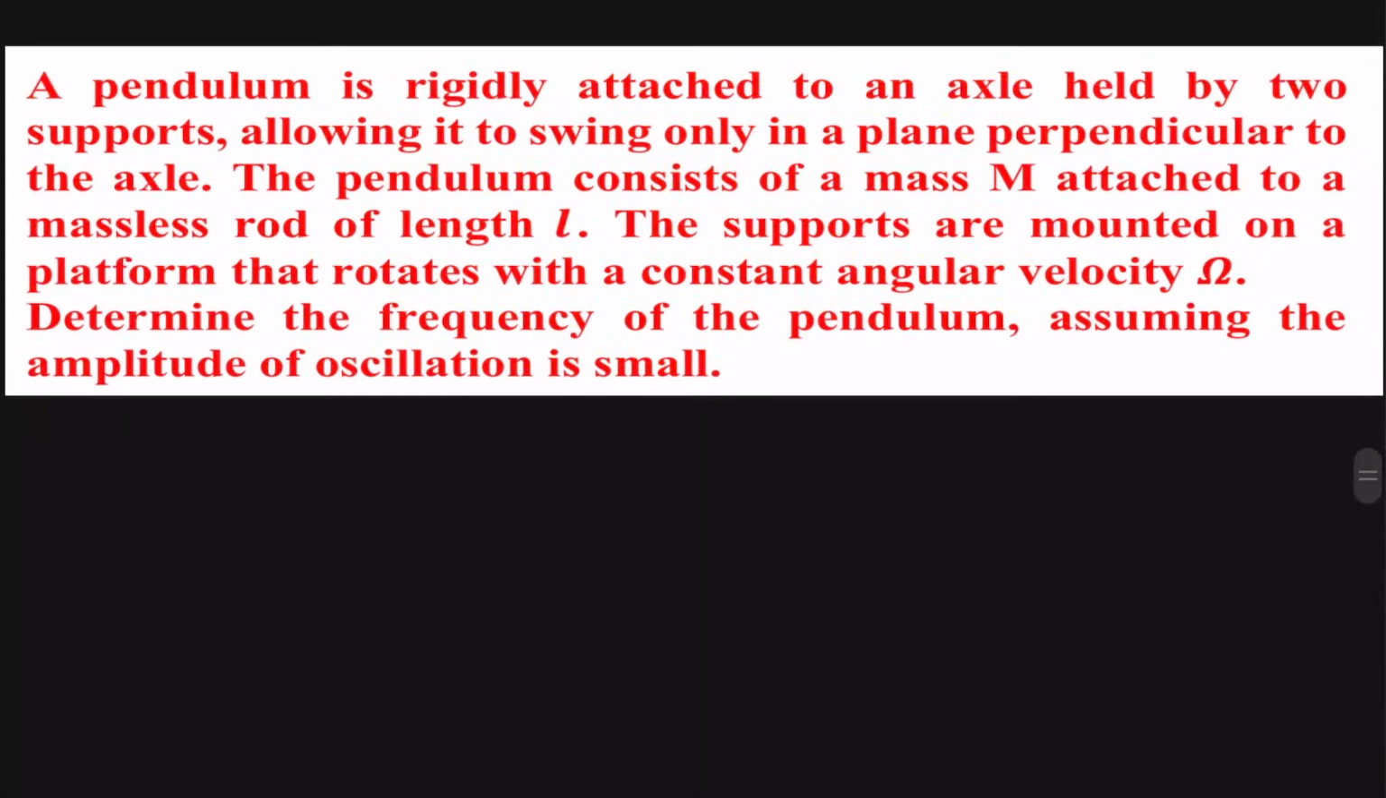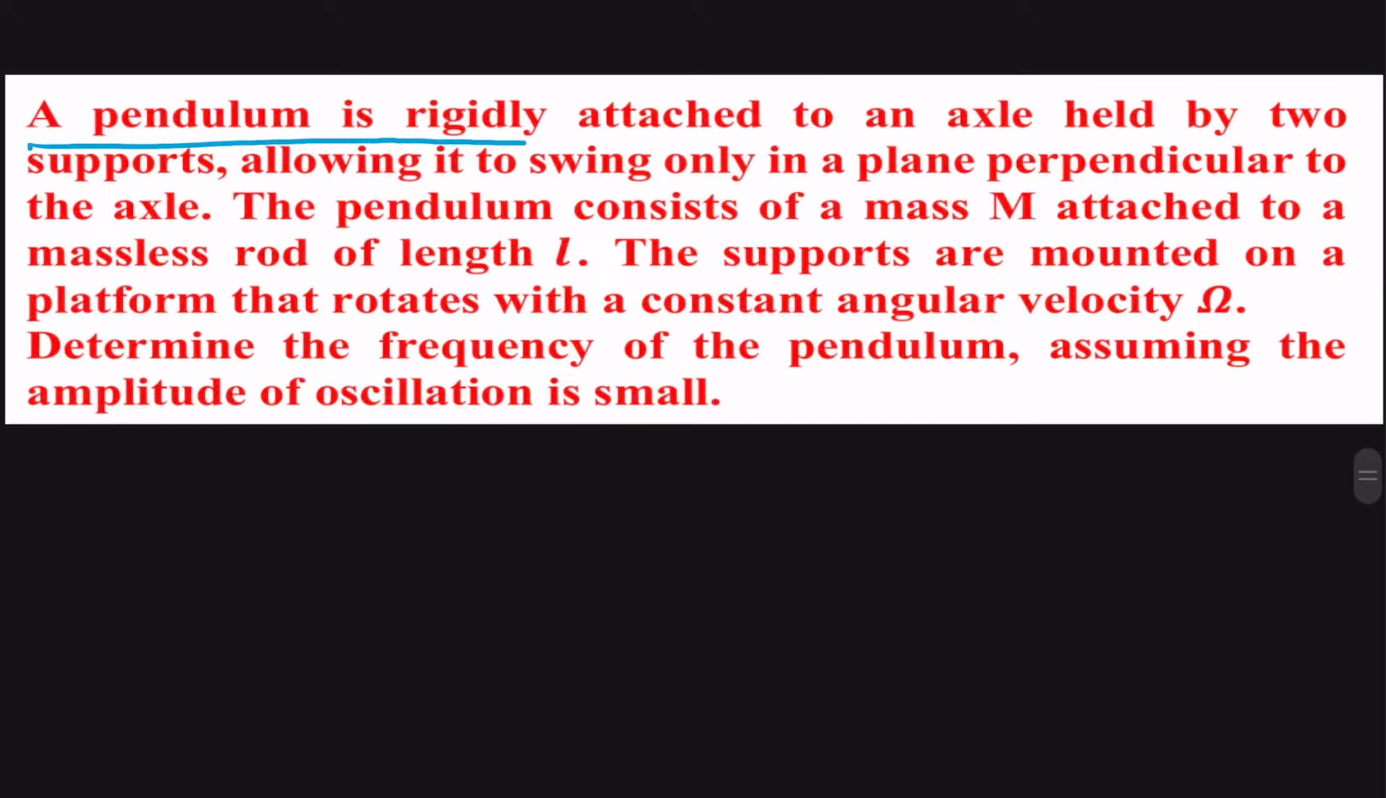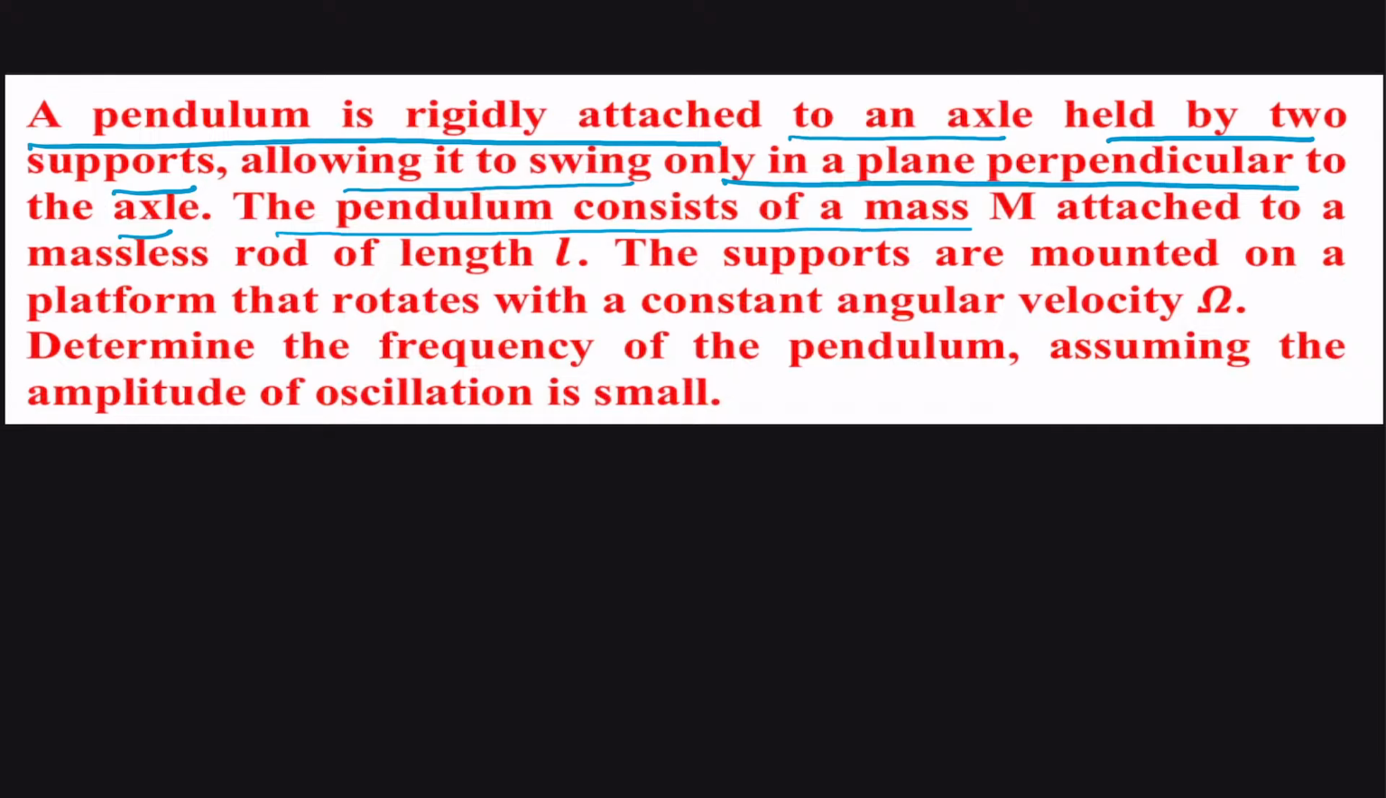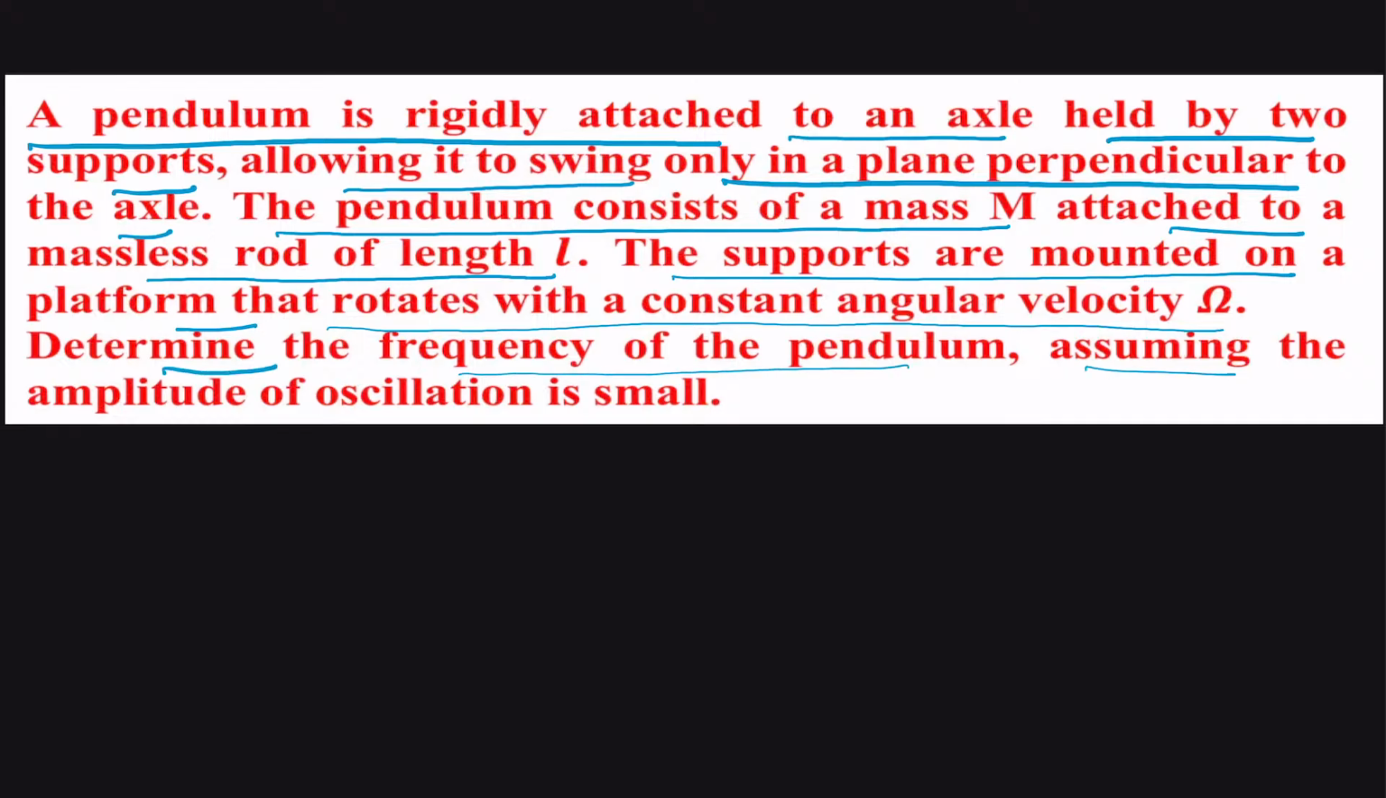Next question. It states that a pendulum is rigidly attached to an axle held by two supports, allowing it to swing only in the plane perpendicular to the axle. The pendulum consists of a mass m attached to a massless rod of length L. The supports are mounted on a platform that rotates with a constant angular velocity omega. Determine the frequency of the pendulum, assuming the amplitude of the oscillation is very small.